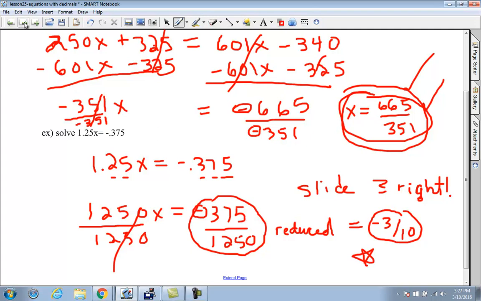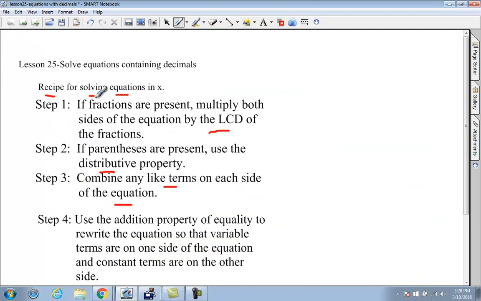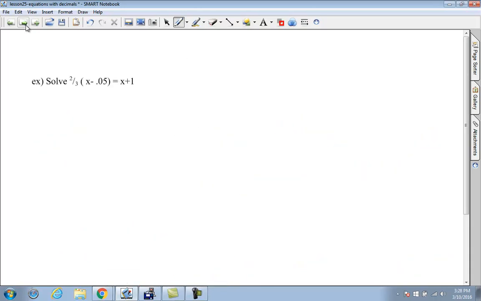Okay, and then I think we have one more. Yes, one more. So I move to the next slide. Now what you're noticing here is that I've kind of got a mixed bag, right? I've got a fraction, a decimal, whole number, an integer. Yeah, I've got all kinds of things. But the recipe, if you look back at that original recipe, let me go back. See, it says if fractions are present, multiply by the LCD. Aha. All right, well, that means I've got to multiply this whole thing by the least common denominator to clear that fraction. So, which is clearly 3.